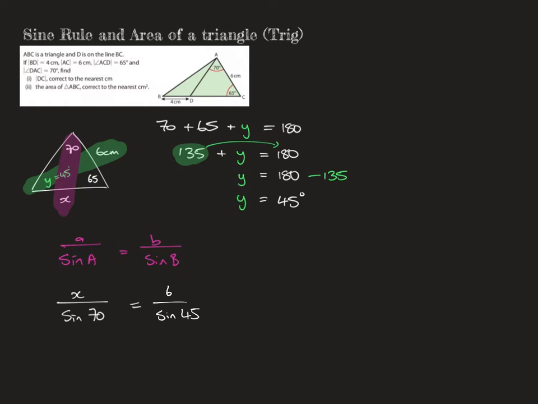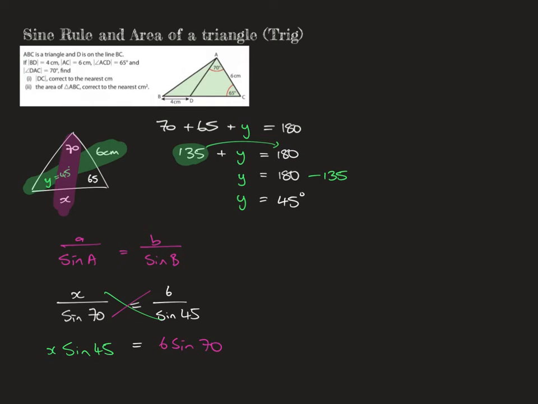Now we have a fraction equals a fraction, and how we get rid of that is we cross multiply. So we're going to multiply the two of these together to get x sine 45. And that's going to be equal to the other diagonals multiplied together. So I'm going to multiply the two of them together and I'll get 6 sine 70.